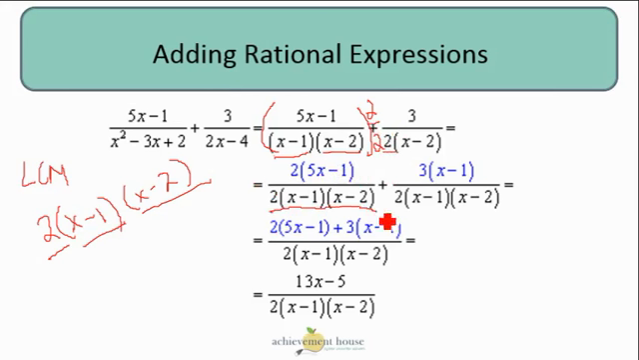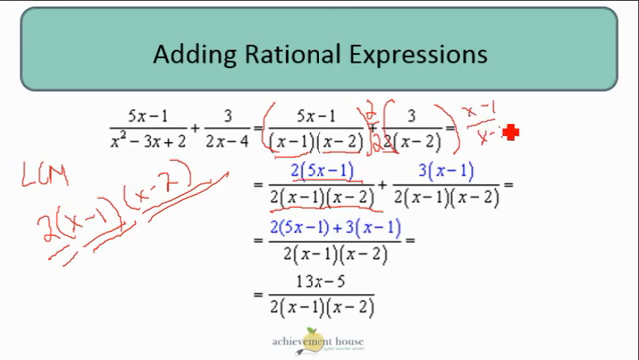So you see that over here. We have 2 times x minus 1 times x minus 2, and in the numerator, we have 2 times 5x minus 1. And over here, in the second term, the only thing it's missing, it's got the 2 and the x minus 2, I need to multiply by x minus 1 over x minus 1. Again, anything divided by itself is 1, so I'm just multiplying by 1. And so now both of them have a common denominator, and I can just add the numerators.